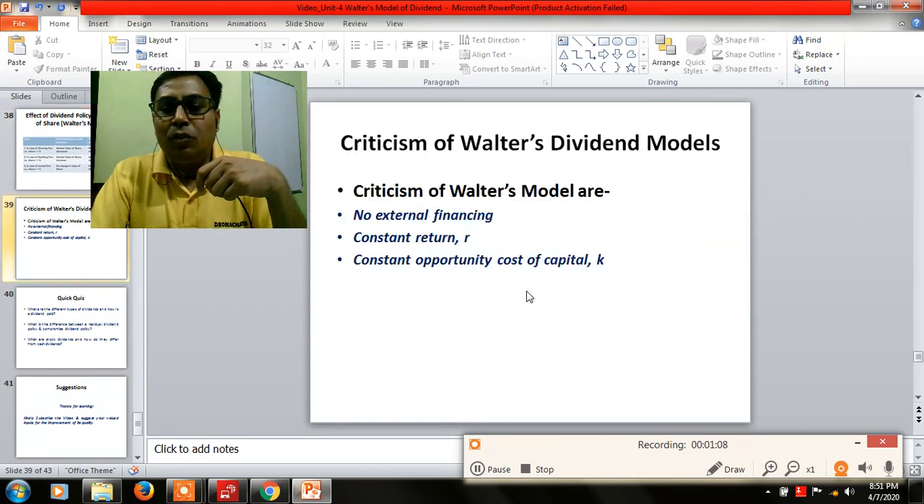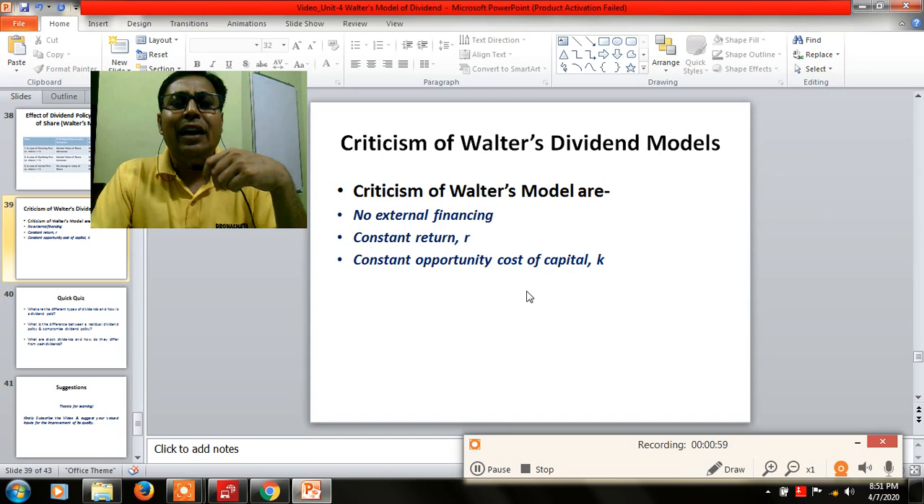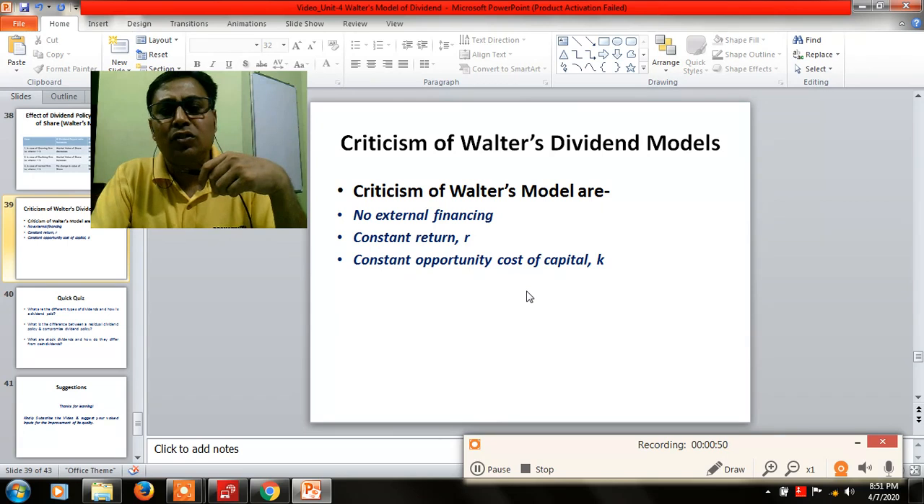So this model is also not free from criticism. It has some criticism because it assumes internal financing options only and that loans are not taken by the firm or the business. Second, a constant return is assumed from the business, and a constant opportunity cost of capital. So K also remains constant, I mean, the expectation of shareholders from the business remains constant.